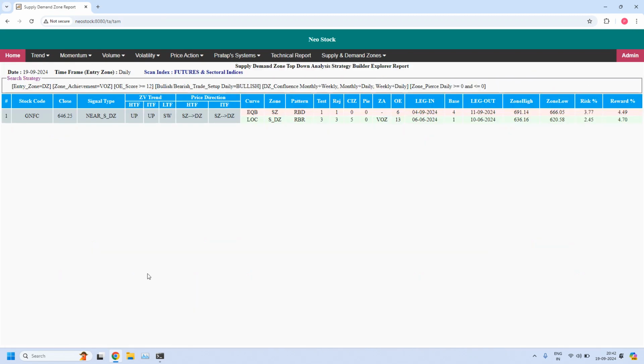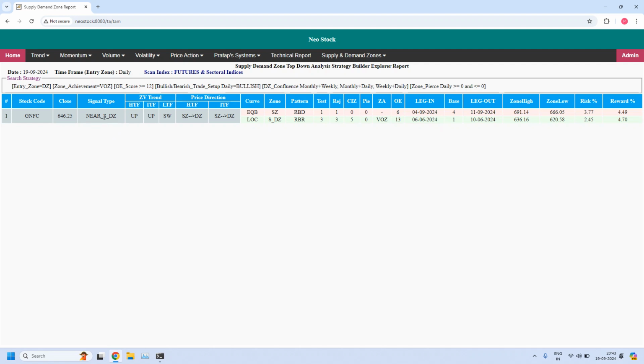We got only one stock, GNFC. So that means the daily zone is part of the weekly zone, and daily and weekly together are again part of the monthly zone. That is LTF, ITF, HTF confluence. And because all the zones are part of monthly, and monthly is having an uptrend, HTF trend, if it is having monthly EMA confluence, it is an even higher probability trade setup.